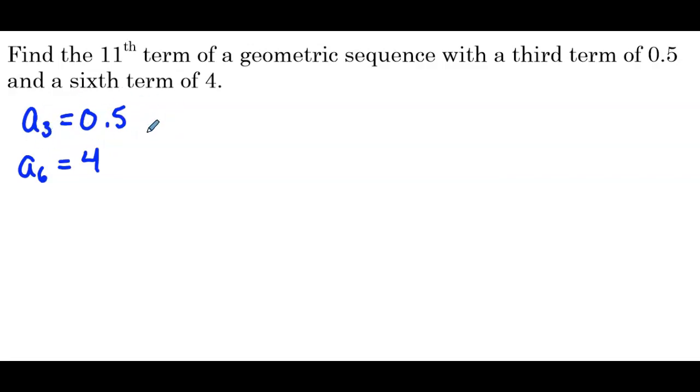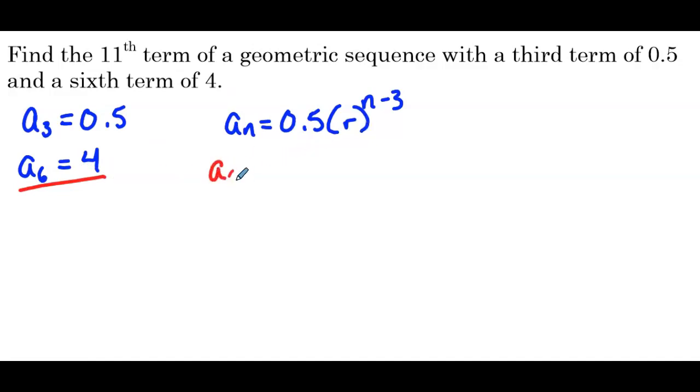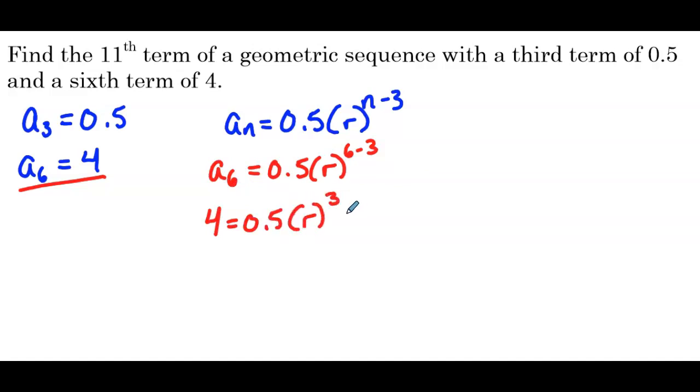So first let's write the formula using the third term. So that's a sub n equals 0.5 times the common ratio, which we don't know, to the n-3. Shifting right 3 so that this coefficient is the third term. Now we're going to use the 6th term they gave us to find the common ratio. So a sub 6 equals 0.5 times r to the 6 minus 3. So a sub 6 is 4, so 4 equals 0.5 times r to the third.